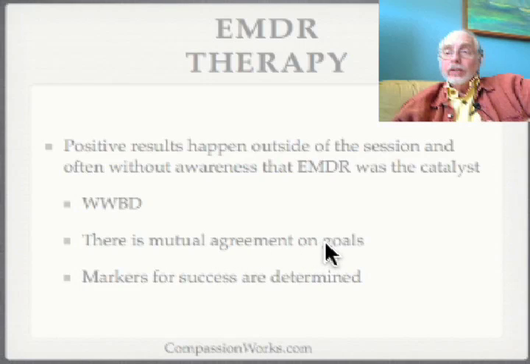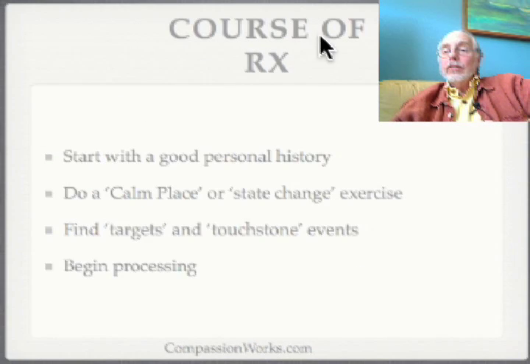We agree on goals. We want to understand what we're working on, so you might set up some goals. And then, when we're successful, how are we going to know it? In the course of treatment, we want to start with a good personal history. This is easy to skip over because a lot of times we just want to get going, or I do. But really, we want to get an idea of the person, the background, what's going on in their life.